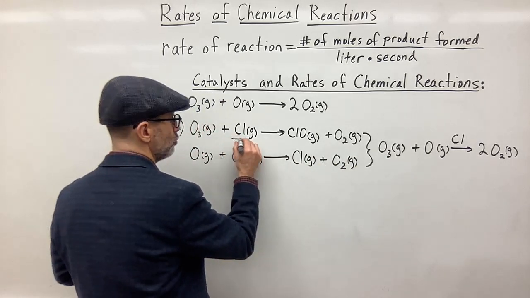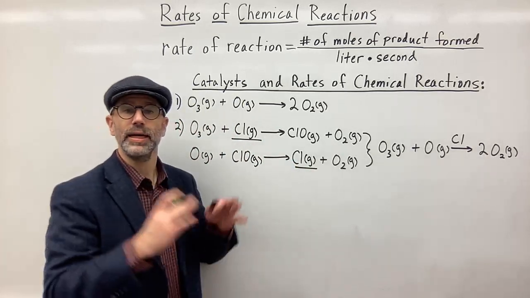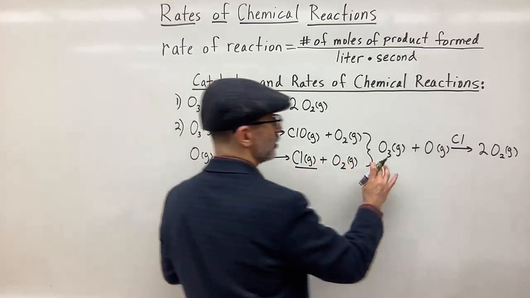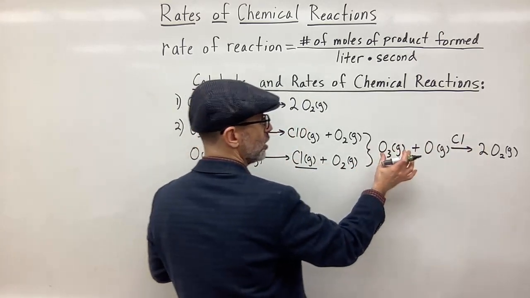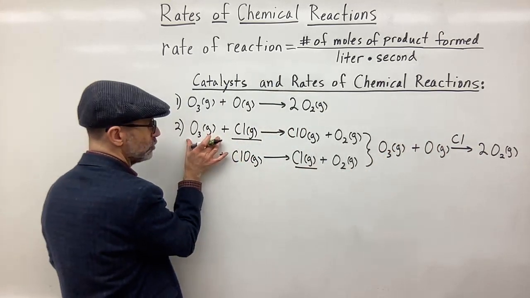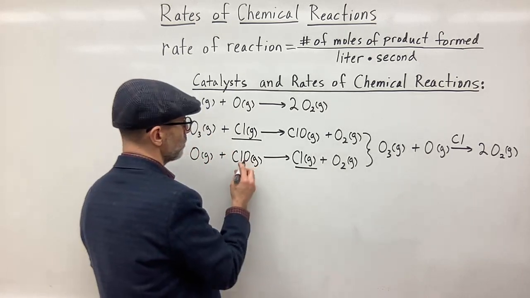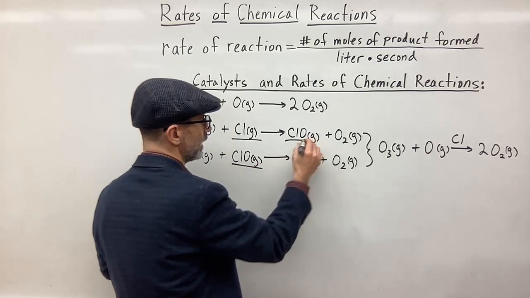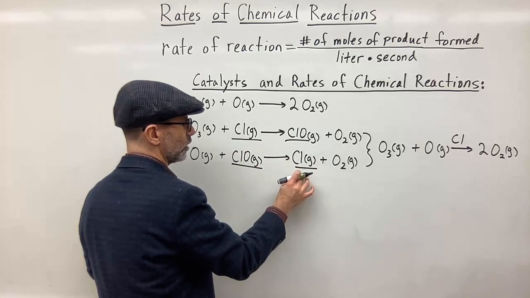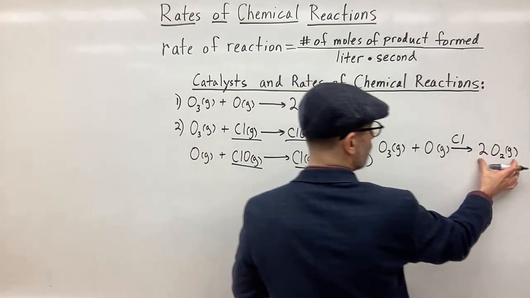So here it's used, and here you get it back. So overall, it's not used at all. Then when you combine these two equations, the overall equation is this: O3, ozone, reacting with O. These two cancel out because I have this on both sides. These two cancel out, and I'm left with two oxygen molecules on the product side.